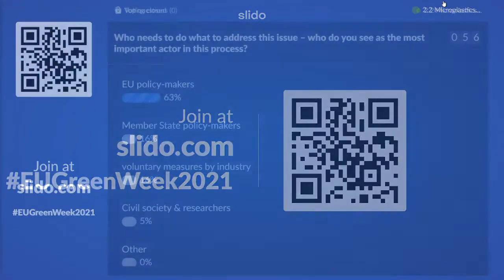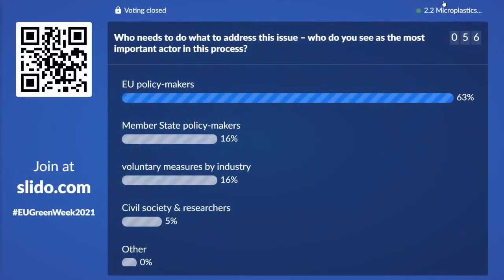So here we are again, very, very clear winner, as it were. And it's the EU level that people point to as the key place. 63% of you, two-thirds, picking that. 16% the member states. But 16% is the same number who think we need action at national level, also see we need action at industry level. 5%, sorry, Frédérique, 5% think civil society, the most important actors.